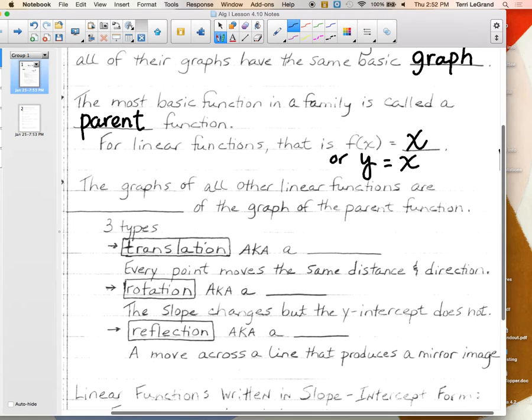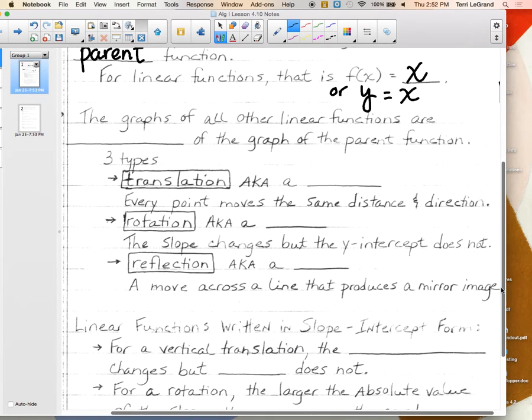What's the slope of that function? 1. And what's the y-intercept? 0. So the parent function has a y-intercept of 0. It's going to go through the origin, and it has a slope of a positive 1. It's going to go up 1, over 1, up 1, over 1. Okay? The graphs of all other linear functions.